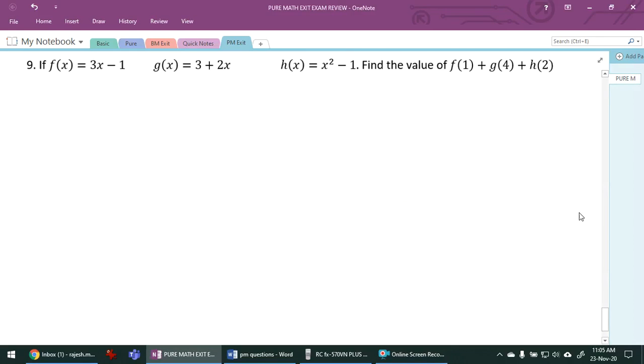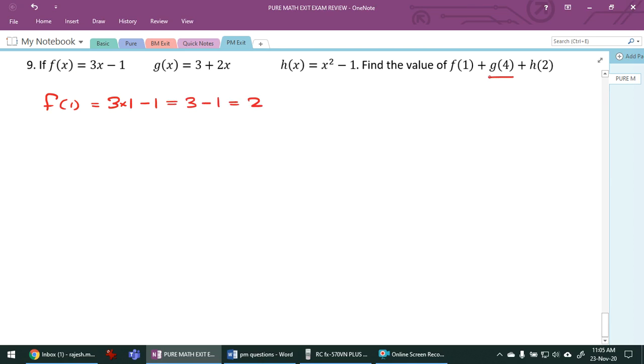Question number 9. We have f of x, g of x and h of x. We have to find the value of f of 1 plus g of 4 plus h of 2. So we will find f of 1 first. What is f of 1? We have to change the value of x as 1. So 3 into 1 minus 1. 3 into 1 is 3. 3 minus 1 is 2.